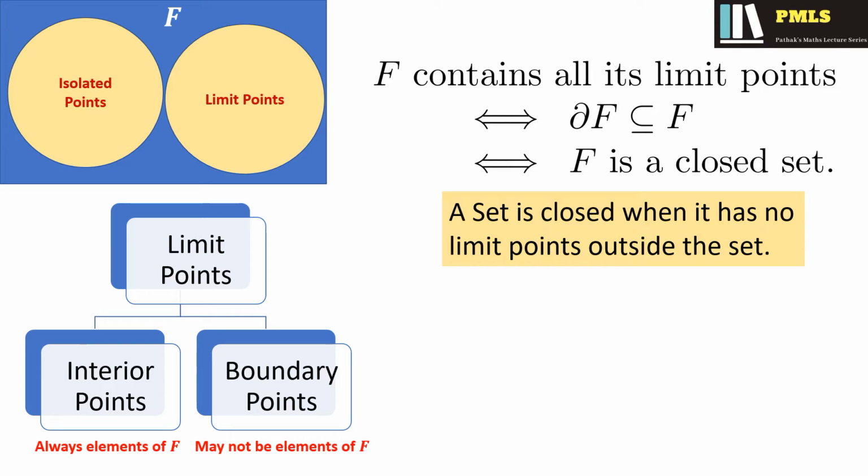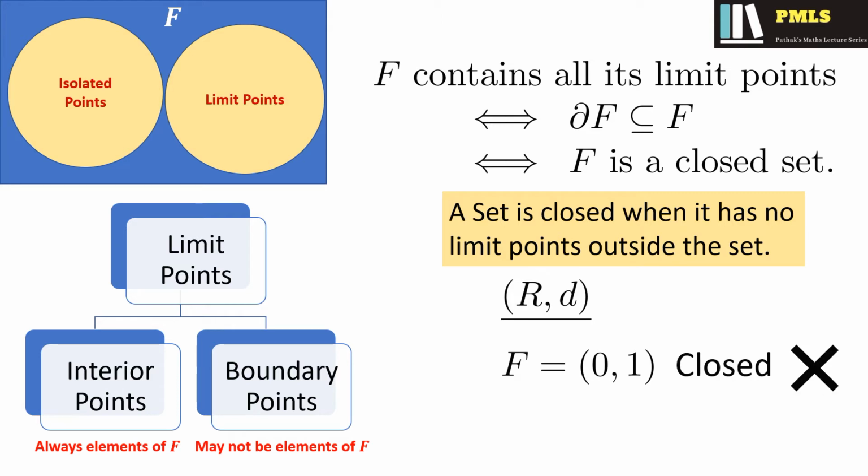Let us take an example from the standard metric space of real numbers. If we take F to be an open interval with endpoints 0 and 1, then we know that 0 and 1 are limit points of this set. But obviously 0 and 1 are not elements of F. Hence F is not closed. But if we take F to be a closed interval with the same endpoints, then it contains the limit points 0 and 1 and therefore it becomes closed.